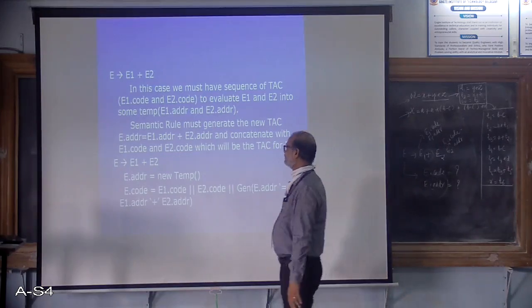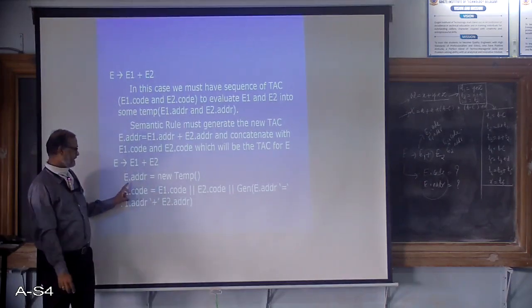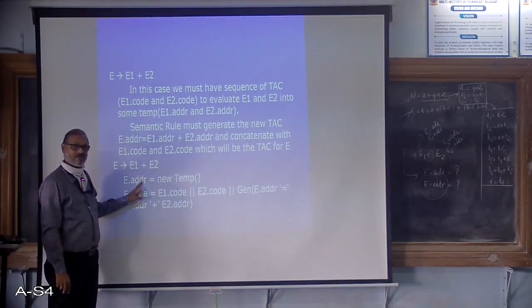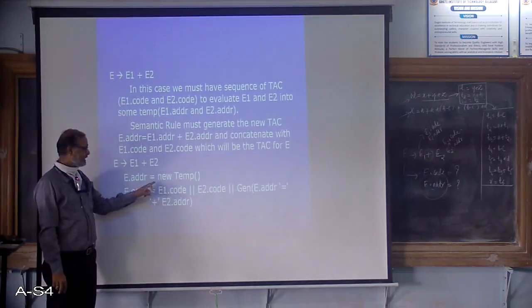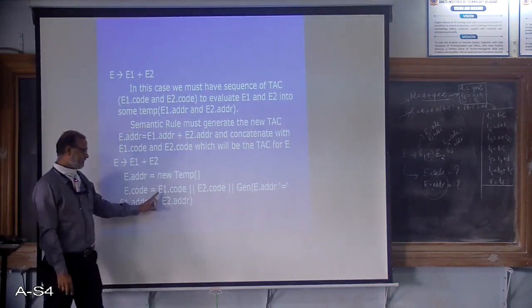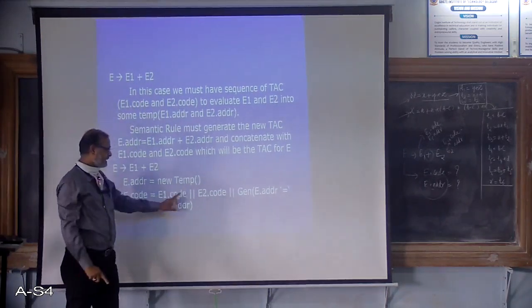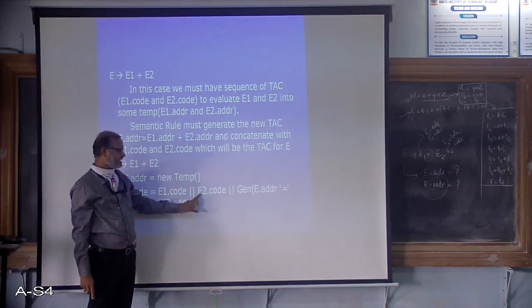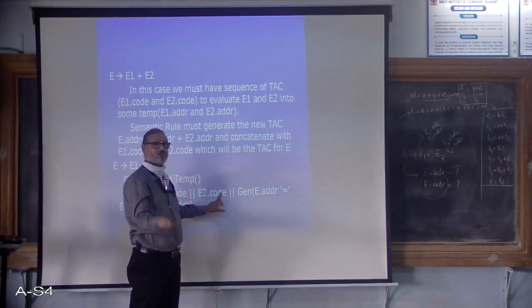So I have written the semantic action like this. First I am going to request the temporary. E.address is what? It is going to hold the value of a sequence of 3 address codes for the head of a production, which needs to be computed. I am going to get the temporary here. So my E.code is, first I am going to get the sequence of 3 address codes of E1.code. This is the concatenation symbol. It gets concatenated with the sequence of 3 address codes of E2, that is E2.code. And then I have to generate a new 3 address code, and that has to be appended, that has to be concatenated.